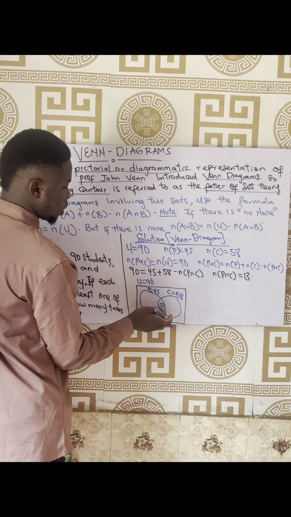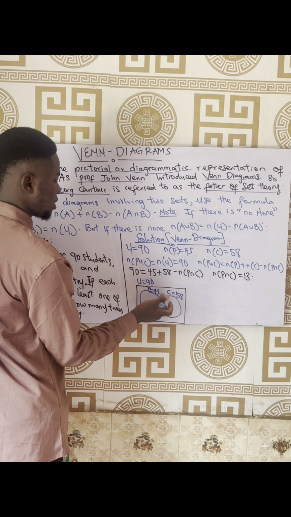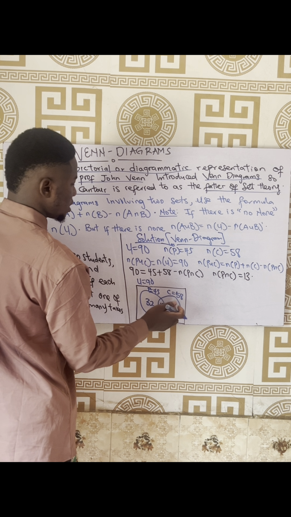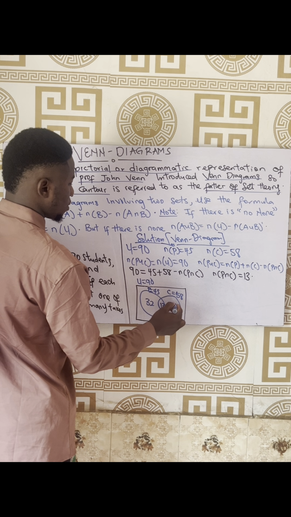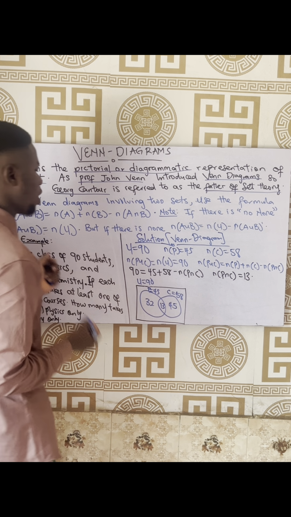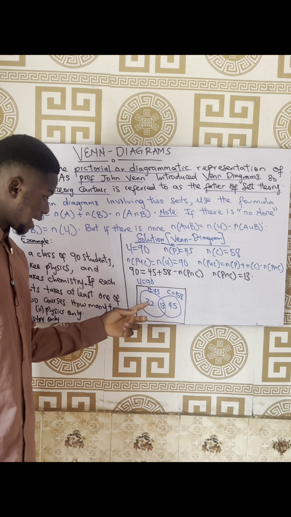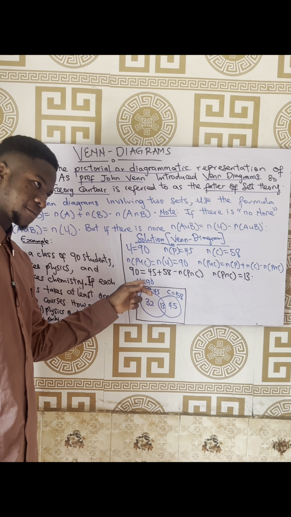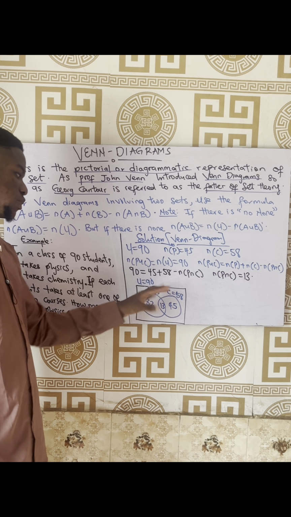Now don't forget that the addition of this and this must give us 45, and this and this must give us 58. Now what is 45 minus 13? That should be 32. What is 58 minus 13? That should be 45. Another thing I did not explain in the first part is that the addition of this with this with this must always give us the universal set. Are you there? So 32 plus 13 is 45, plus 45, that's 90, so we are correct.